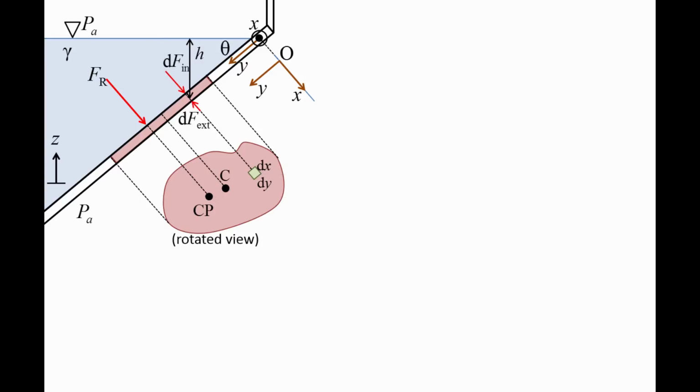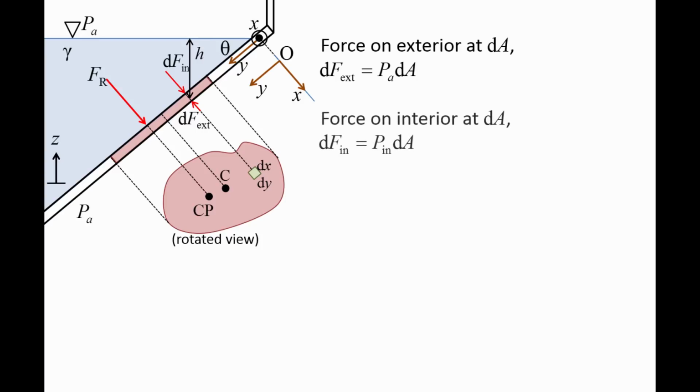In order to find the resultant force over the entire highlighted surface, we will start by examining the force at the location of dA. The small pressure force on the exterior of the wall at area dA, labeled dF exterior, is the atmospheric pressure Pa times the area dA. The small pressure force on the interior of the wall at area dA, which is labeled dF interior, is the fluid pressure at dA times the area dA.